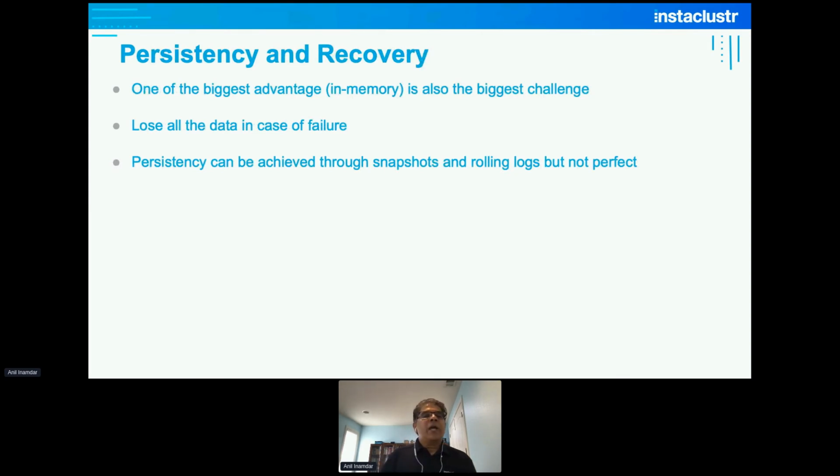So persistence and recovery. We kind of addressed this, but one of the biggest advantages of Redis, why people use Redis, is because it's an in-memory data store. I don't have to go to disk and worry about the networking and the disk speeds and all those things. It's in memory. It's always available. That's the biggest advantage of Redis, but it could also be its biggest challenge, because if the node crashes, or if the power goes out, you will lose all your data. As we discussed already, we can configure Redis to write snapshots or rolling logs to a disk. But again, this is not a perfect solution. There are a few gotchas we should be aware of, so that's why I've put that in the challenges section.